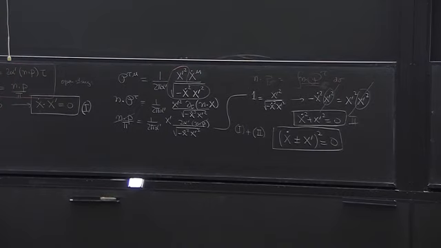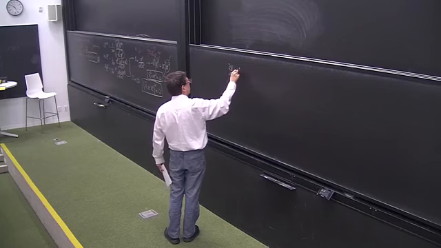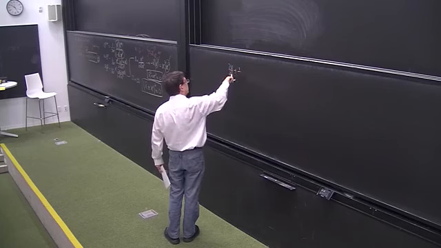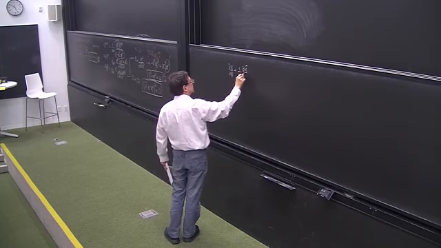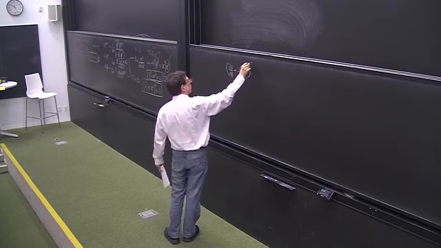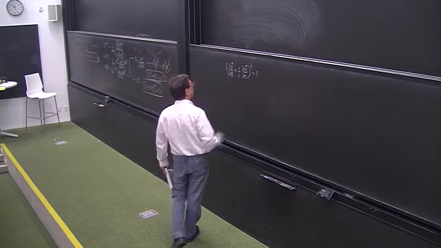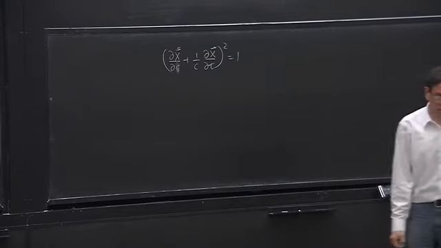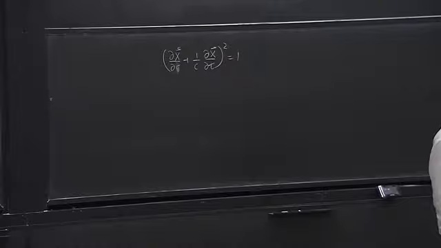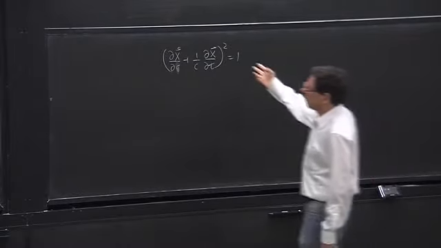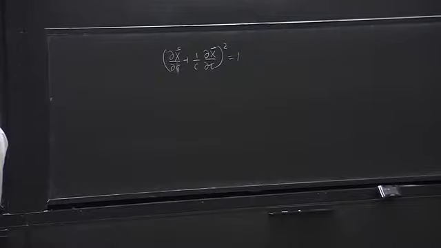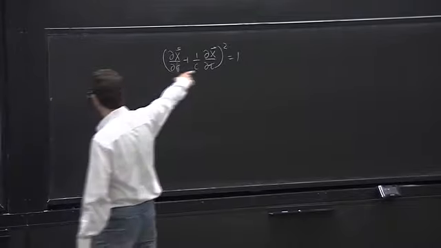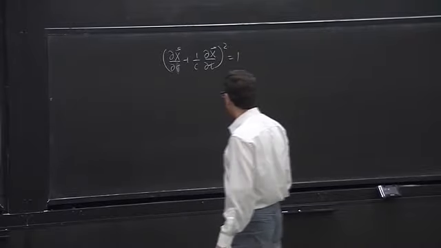(dX/dt) plus 1 over c, dX/dσ, squared, equals 1. This is how our Virasoro constraints looked in the static gauge. Now they look a little more interesting, a little more covariant. If you use the static gauge, you will recover this thing again.